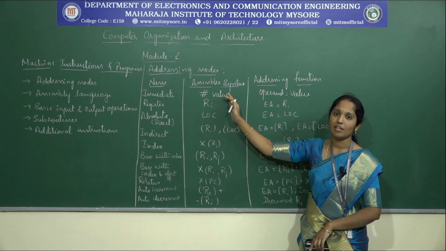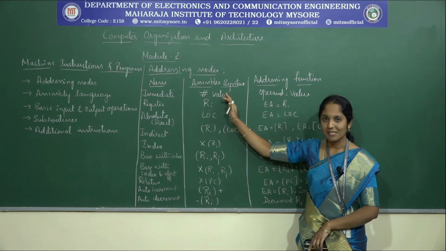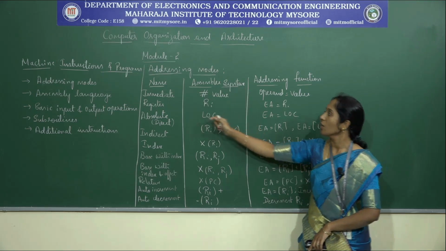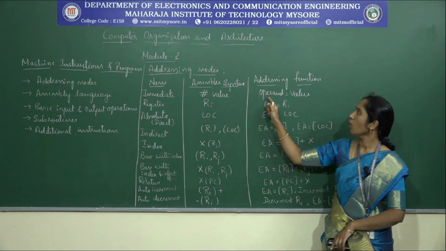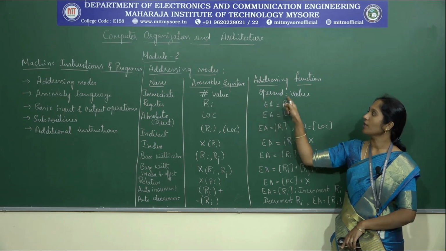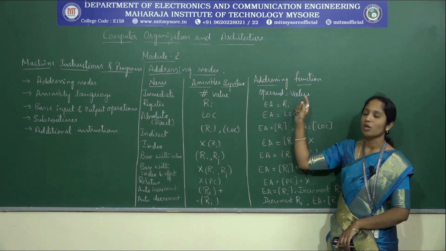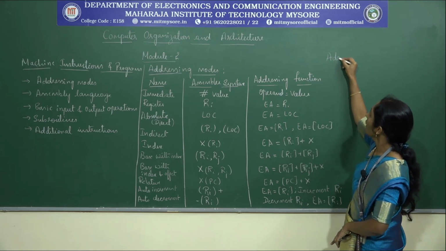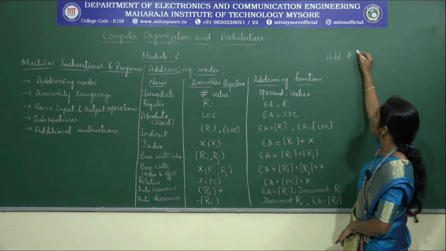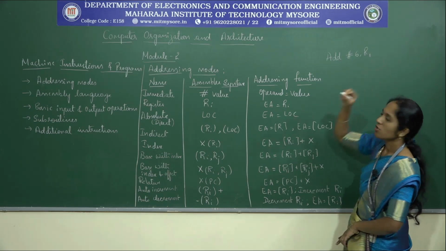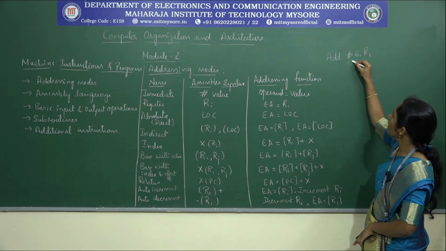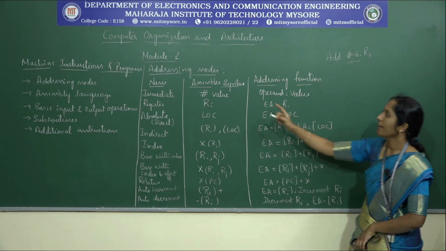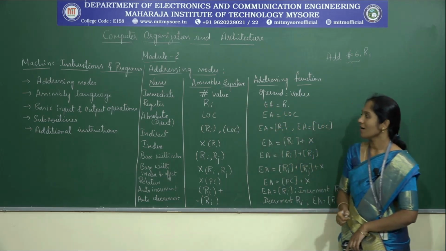Here you will not have any memory location or register. Instead you will have the value itself in the instruction. So in the immediate addressing mode, the addressing function is operand equals value itself. For example, if you write an instruction saying add #6, R1, one of the operands is 6. This type of addressing mode is called the immediate addressing mode.